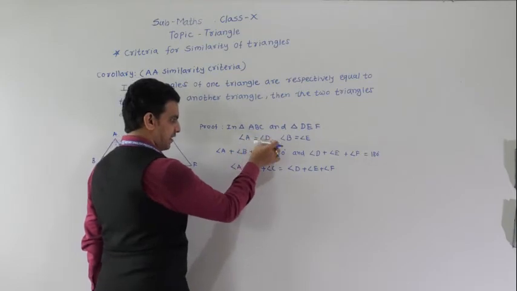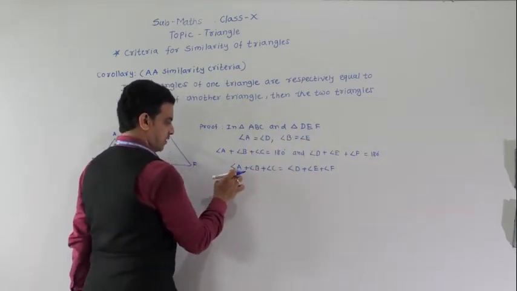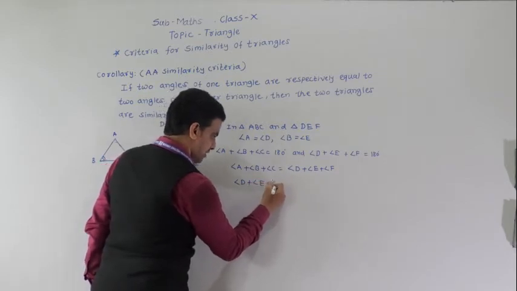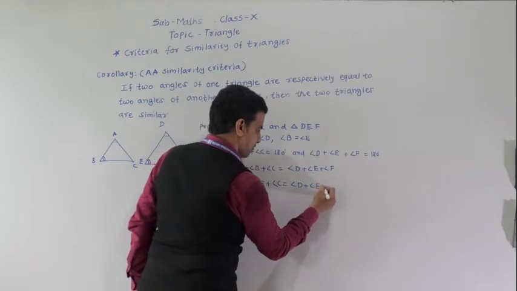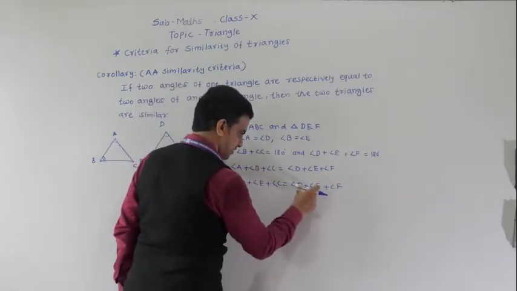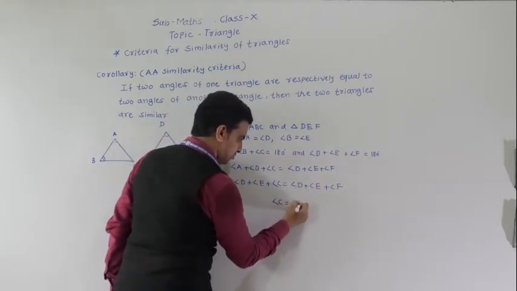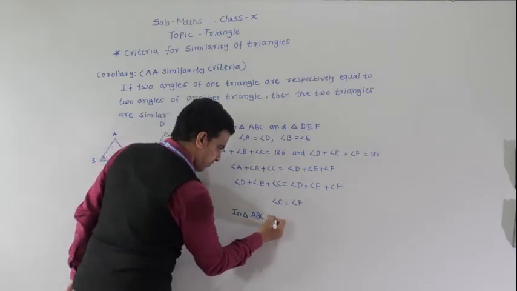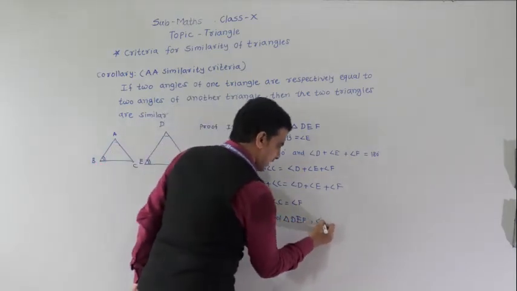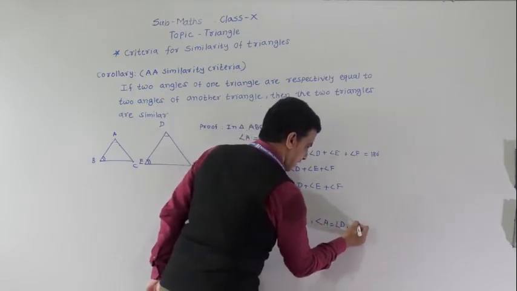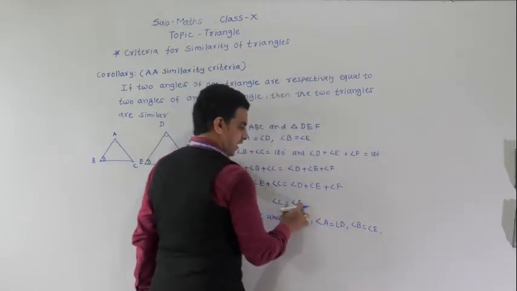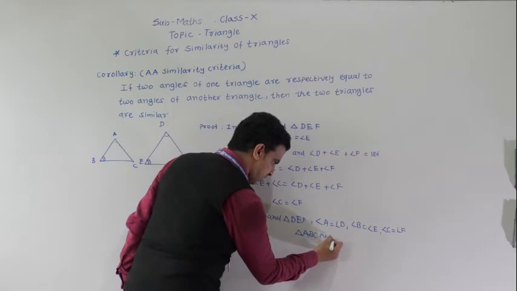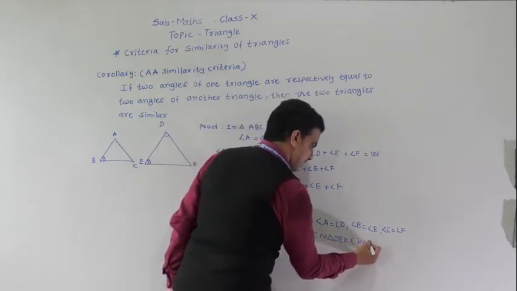So here angle A and angle D are equal, angle B and angle E are equal. So if we replace angle A and angle B by angle D and angle E, then we will get angle D plus angle E plus angle C is equal to angle D plus angle E plus angle F. So angle D and angle E cancel, and only angle C is equal to angle F remains. So here in triangle ABC and DEF, all three angles are equal. Angle A is equal to angle D, angle B is equal to angle E, and now we proved angle C is equal to angle F. So we can write triangle ABC similar to triangle DEF by AAA criteria.